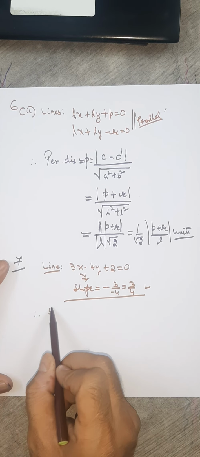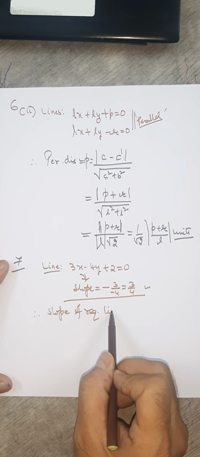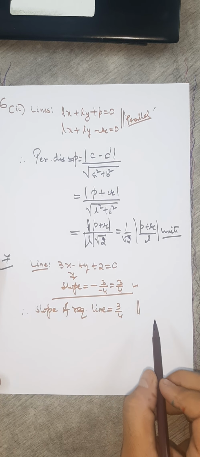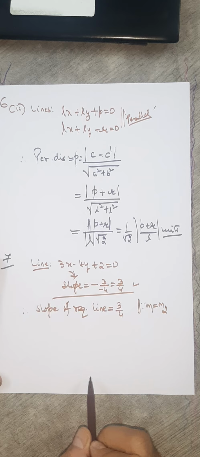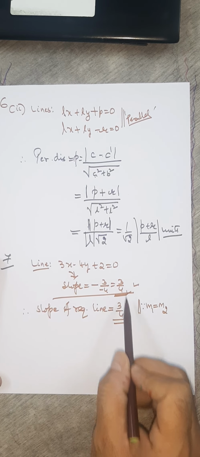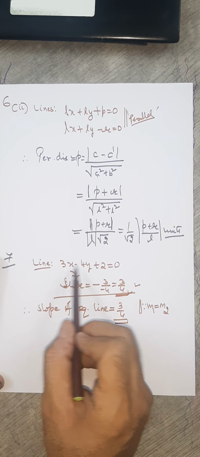So what's the slope of the required line? Slope of the required line, tell me. Same, 3 by 4. Which concept? m1 equals m2. Two lines are parallel if their slopes are equal, and therefore by that concept these are equal. The only new thing is the way of finding the slope, minus a by b.